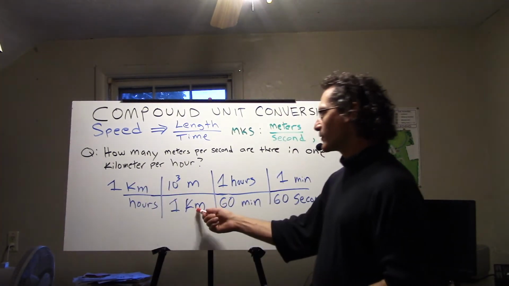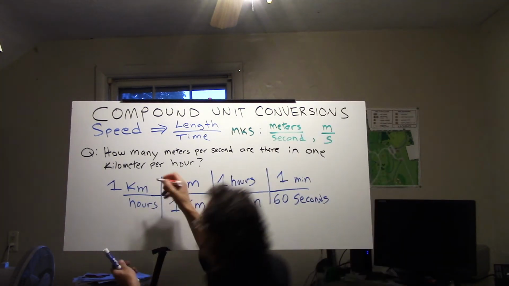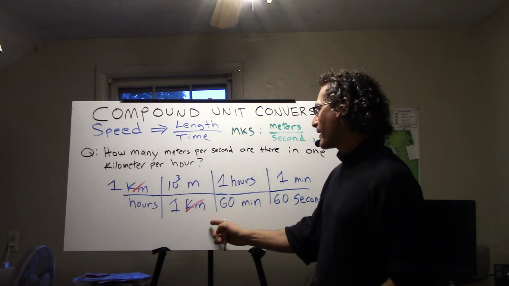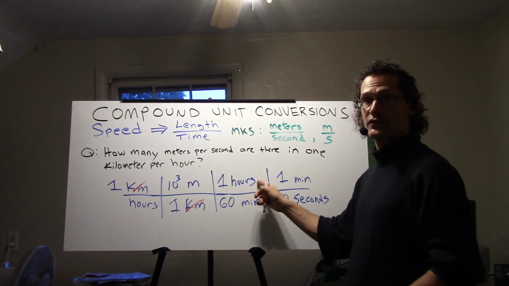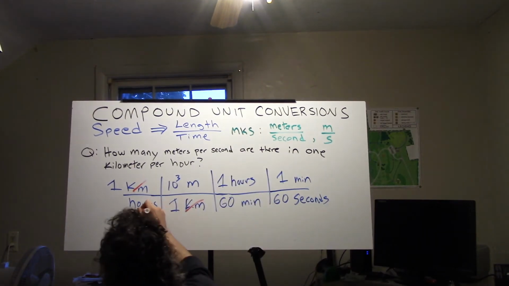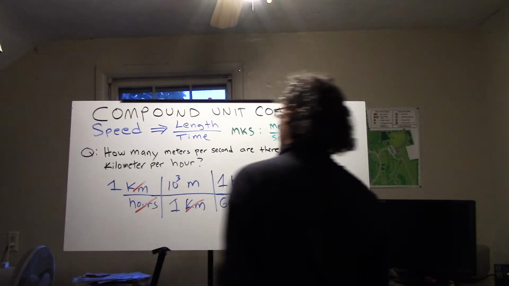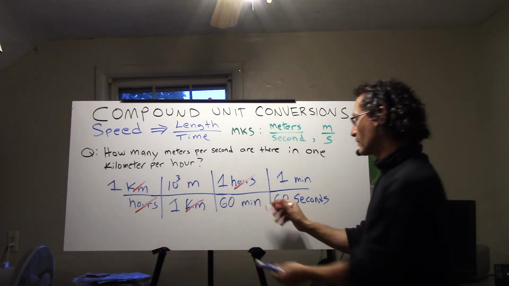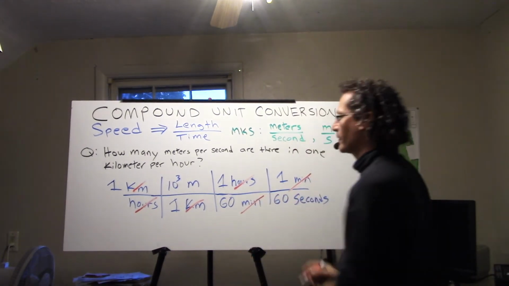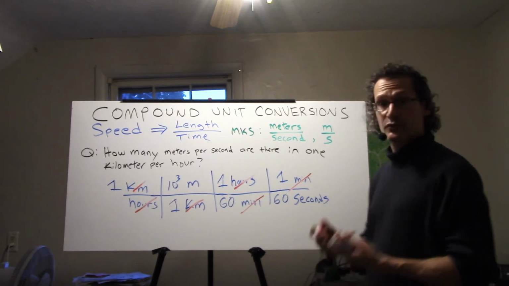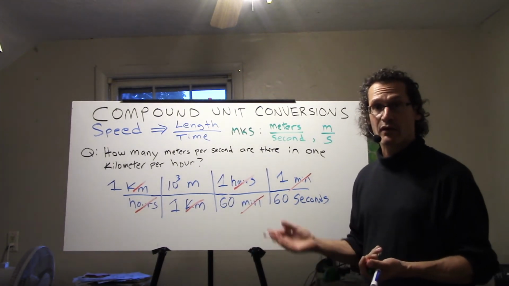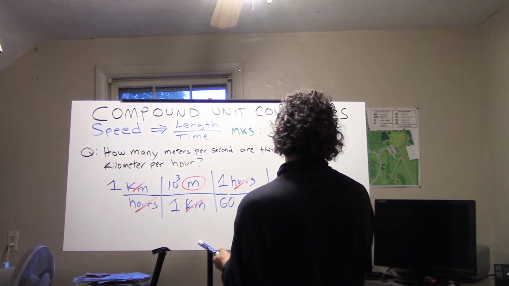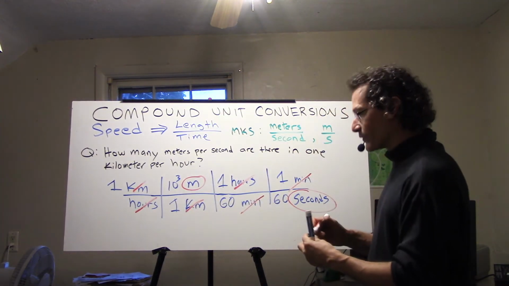We have kilometers and kilometers, so those cancel. Zap, zap. We have hours in hours, they cancel. Zap, zap. We have minutes and minutes. Zap, zap. Okay, numerator and denominator, leaving us with the stuff that we want. The units that we want are meters per second. Meters and seconds. Now all we need to do is compute this.